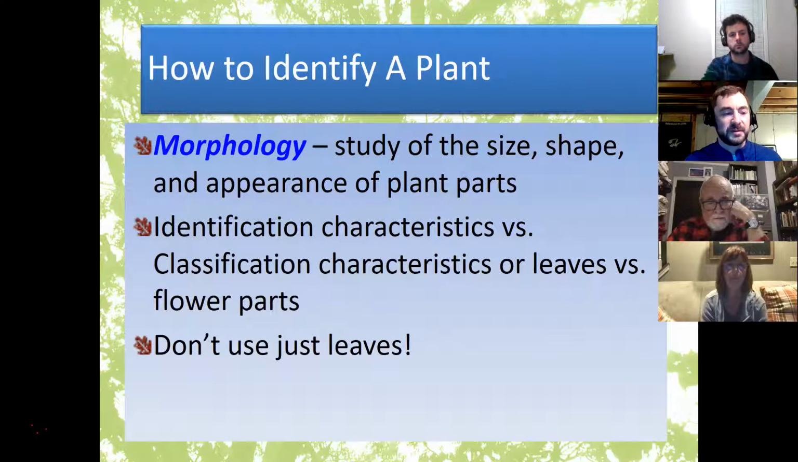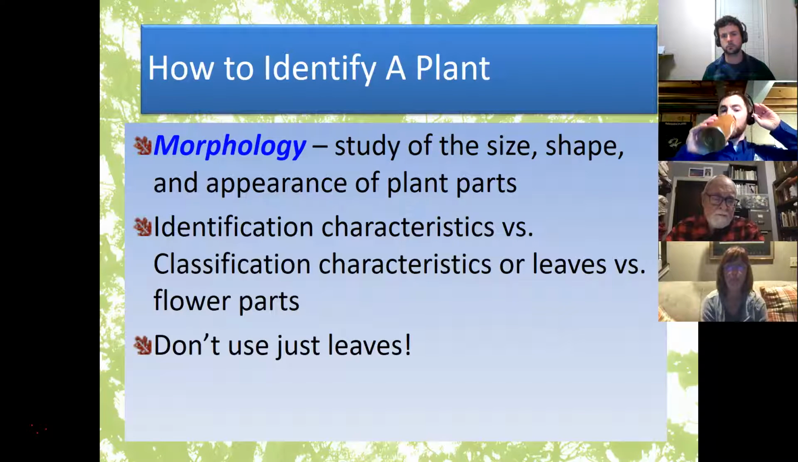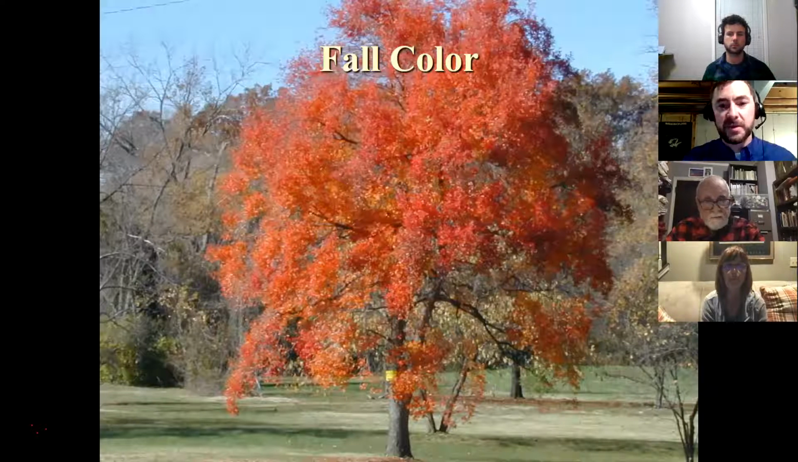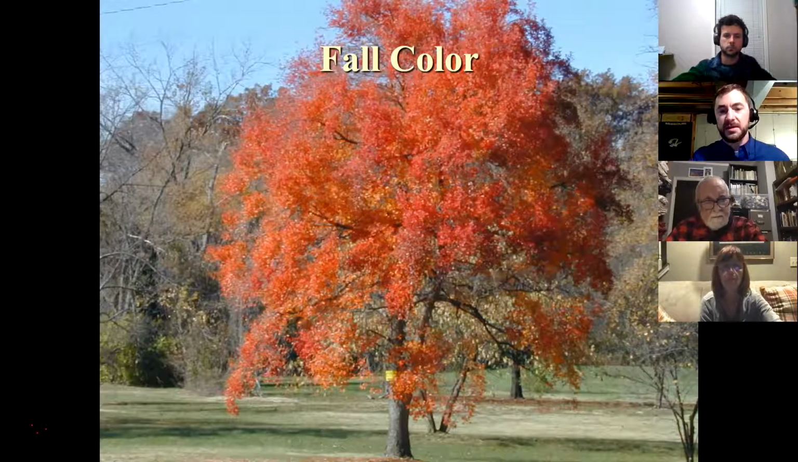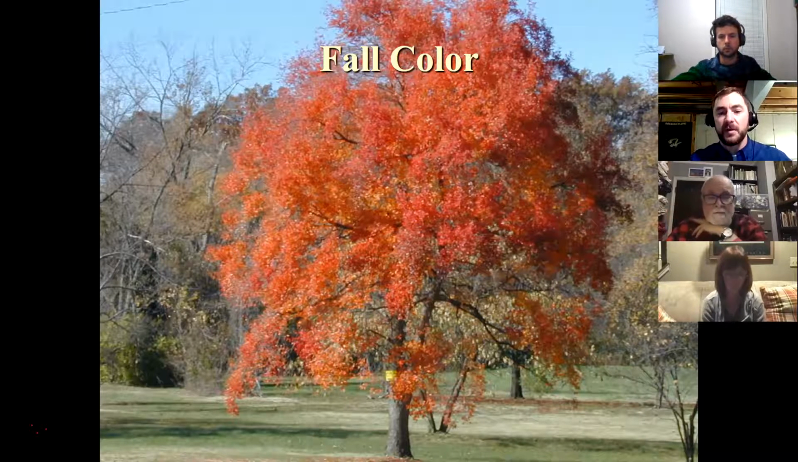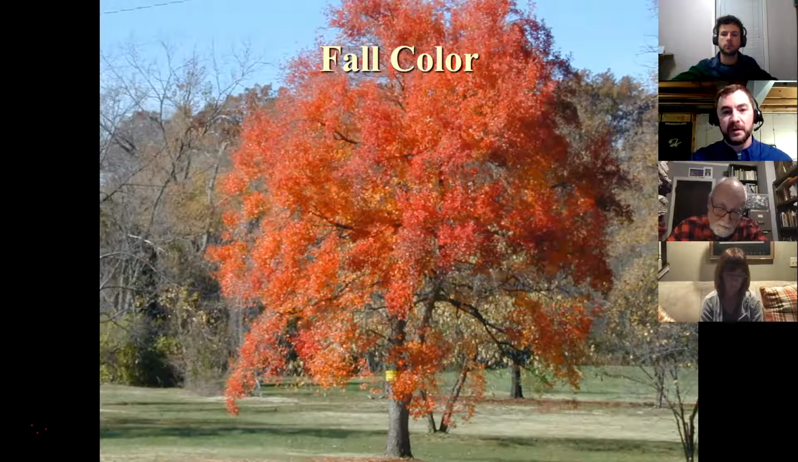Again, I think we talked about this a little bit, morphology is the study of the size, shape, and appearance of plants. We use these things to help identify. I think we've hit that home a lot, right? Not just the leaves. We use everything. Some of the stuff you talked about in biology, which at least I hope you did. We use fall color. Obviously, certain trees and certain plants only have a certain fall color. And so that's fun. You can use it as a characteristic at that time of the year. But what about winter, spring, summer, and fall?